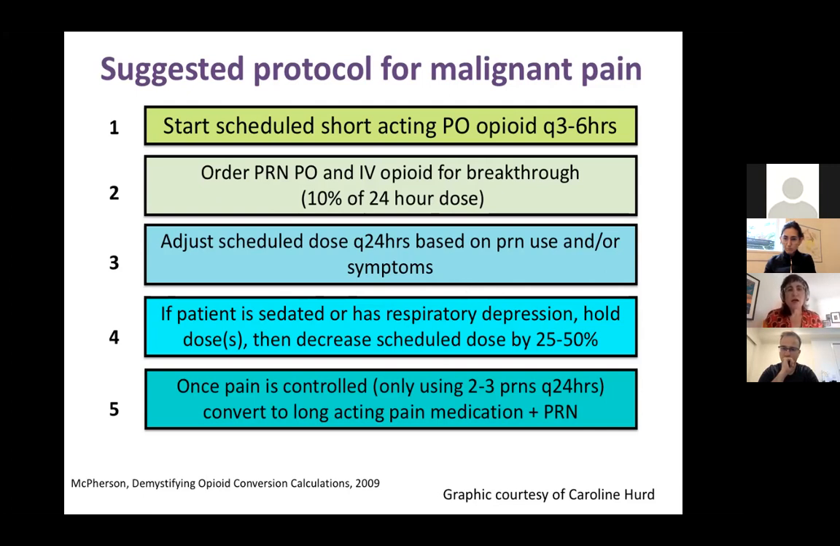10% of their 24-hour dose. So if their 24-hour dose is 100 milligrams of oxycodone, they would get 10 as needed. Adjust the scheduled dose every 24 hours based on their use and their symptoms. If, say, a patient is sedated, if you ever need to de-escalate opioids, it's the same as the escalation for the most part. Decrease it by 25 to 50%. And then when the pain is controlled, you convert to a long-acting pain medication like MS Contin, long-acting oxycodone, or a fentanyl patch.